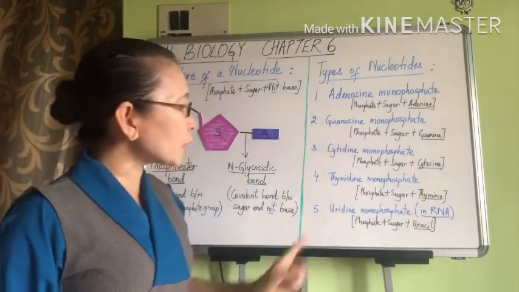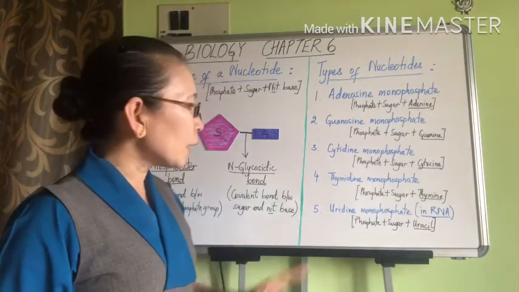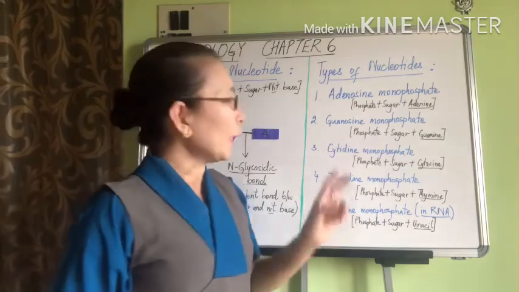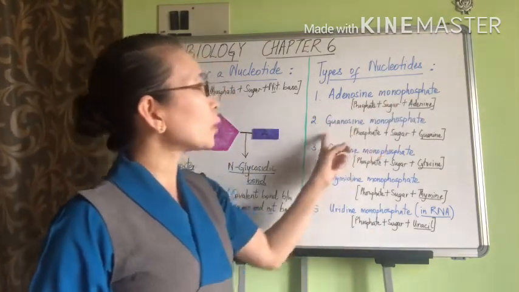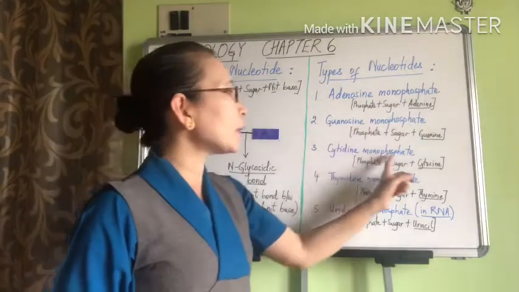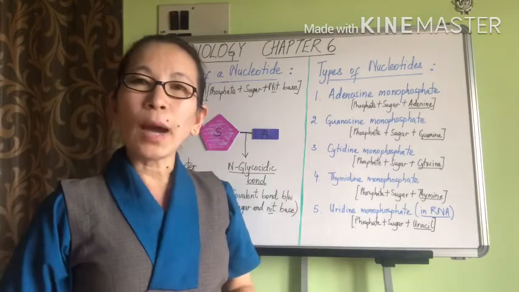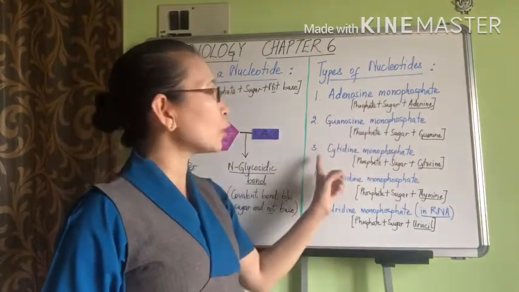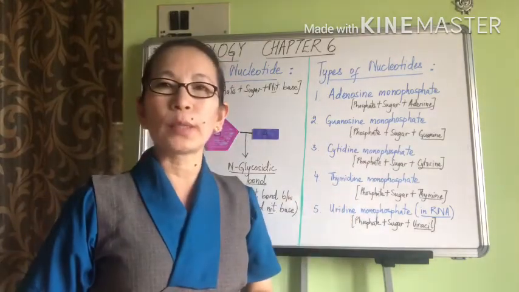And the last type is uridine monophosphate, which is only found in RNA. And here the nitrogen base is uracil. So in DNA, the 4 types of nucleotides are adenosine monophosphate, guanosine monophosphate, cytidine monophosphate, and thymidine monophosphate. While in RNA, the 4 nucleotides are adenosine monophosphate, guanosine monophosphate, cytidine monophosphate, and uridine monophosphate.